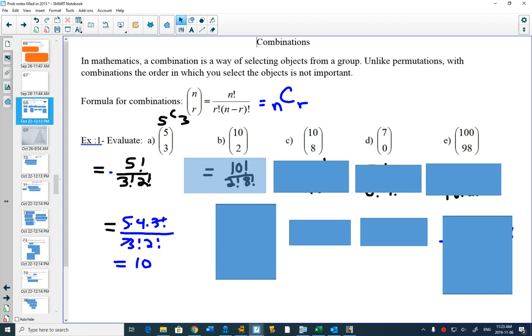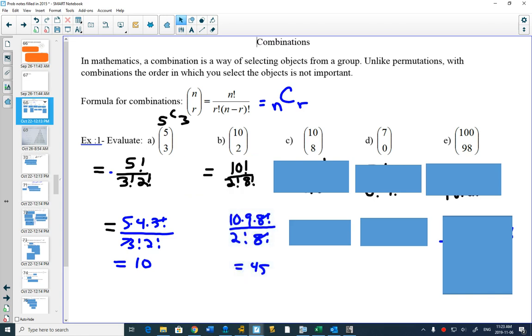10 choose 2. Did you get 45? Expand the bigger one until the 8s cancel out. If it's 10 choose 2, there'll be a 10 factorial on the top, the 2 factorial on the bottom, and always what adds up to 10. So 10 choose 8, same as 10 choose 2, so hopefully you got the same answer even quicker.